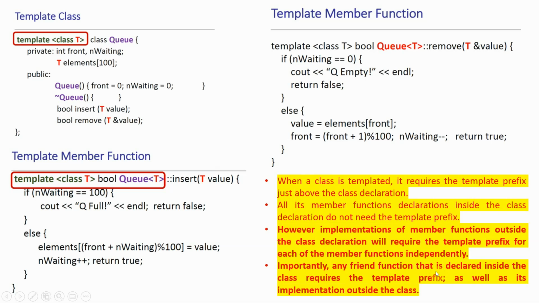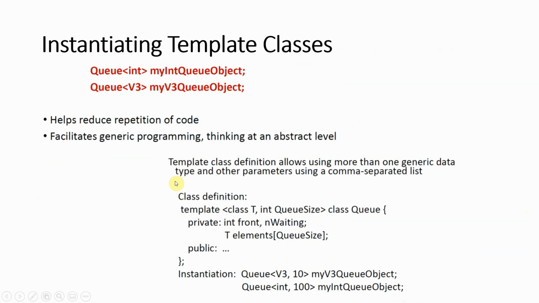Importantly, any friend function that's declared inside the class requires the template prefix. So if this class has a friend function, you just have to make sure that you provide the template prefix anyway. Even if you just provide the declaration of the friend function here, you have to provide the template prefix as well as for its implementation outside the class. So if it's a friend function, both the declaration and the definition need to have the template prefix.